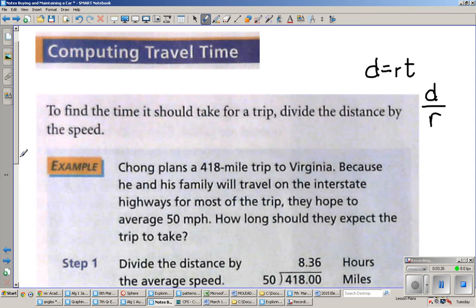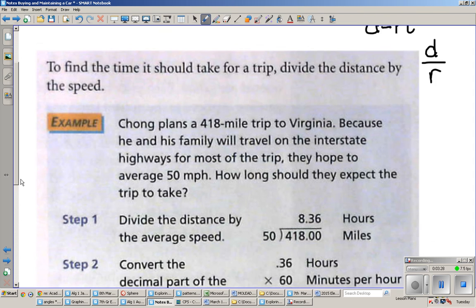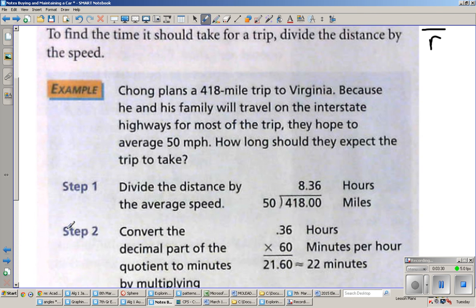For example, Chong plans a 418-mile trip to Virginia. Because he and his family will travel on the interstate highways for most of the trip, they hope to average about 50 miles per hour. How long should they expect the trip to take? So we're going to take our distance divided by our rate to get the approximate time. So we have a total of 418 miles divided by 50, and we get 8.36 hours.